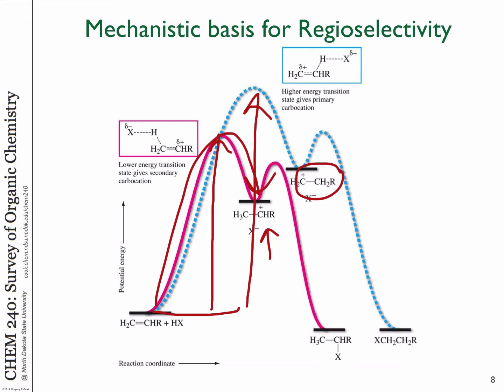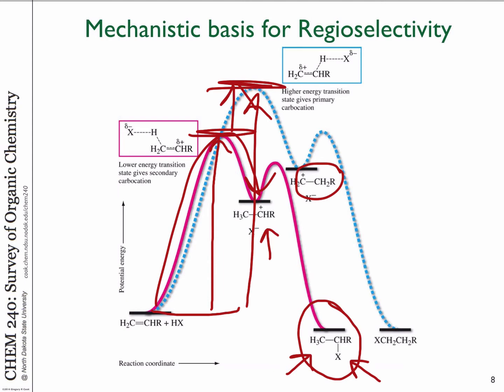And in those examples that I showed, we saw only a single product. That is the substitution to form H on the less substituted carbon, Br on the more substituted carbon as the only product. That means the difference in energy between here and here must be great enough that it's completely selective. It doesn't go into that other pathway at all.